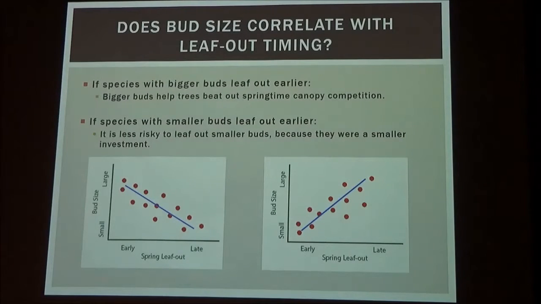And as we get the phenology data from the growth chambers all set to compare with this, we're looking for one of two patterns, or maybe both, or we'll see. But the first graph on the left over there: if we see that the bud size is larger for early leaf-out species, it might support the hypothesis that bigger buds help trees beat out early springtime canopy competition. The graph on the right: if we see this pattern with average bud size for each species compared with early leaf-out, then species with smaller buds leafing out earlier might tell us that it's less risky to leaf out with smaller buds, so it could happen earlier in the springtime.